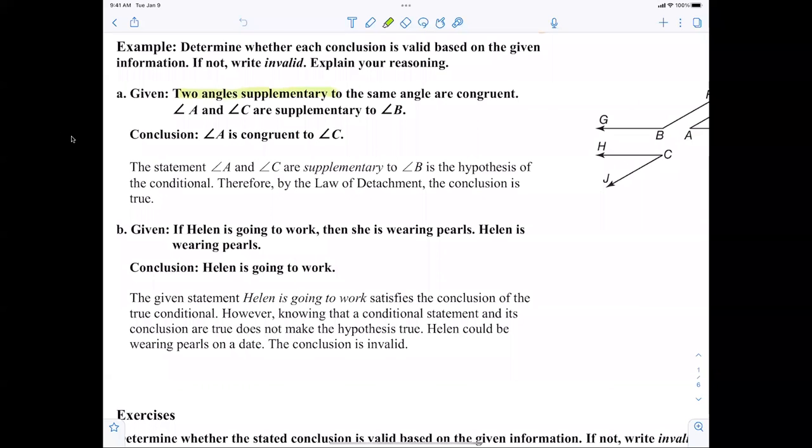Two angles that are supplementary to the same angle are congruent. I don't know why I couldn't read that. It's more than four words probably, but this is P.